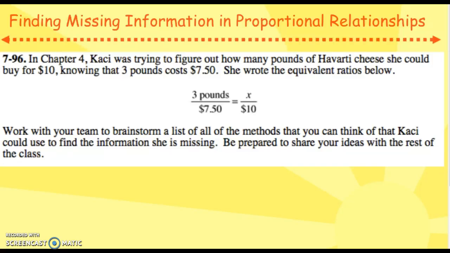In Chapter 4, Casey was trying to figure out how many pounds of Havarti cheese she could buy for $10, knowing that 3 pounds cost $7.50. She wrote the equivalent ratios shown below. So she has 3 pounds is equal to $7.50, and that's equal to X, some number of pounds, would equal $10. Work with your team to brainstorm a list of all the methods that you can think of that Casey could use to find the information she is missing. Be prepared to share your ideas with the rest of the class. I would like you to write down your idea for how to find that answer on your own, and then you can play the video again when you're ready, so please pause it now.